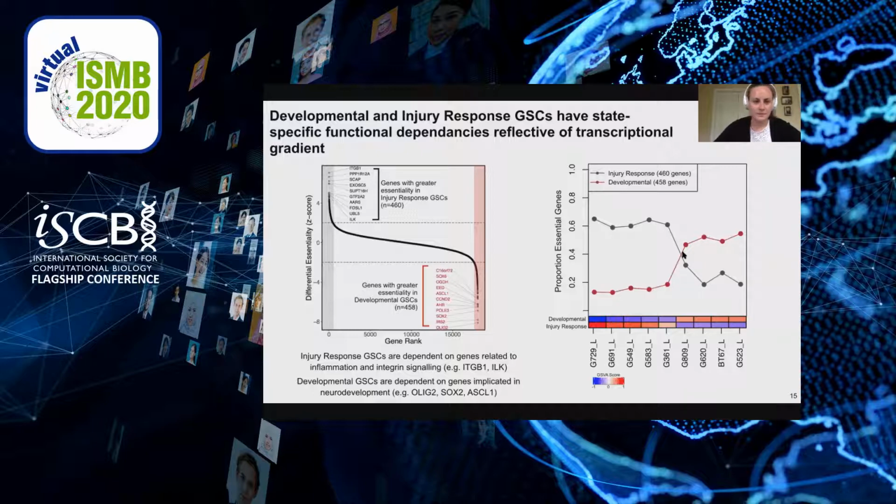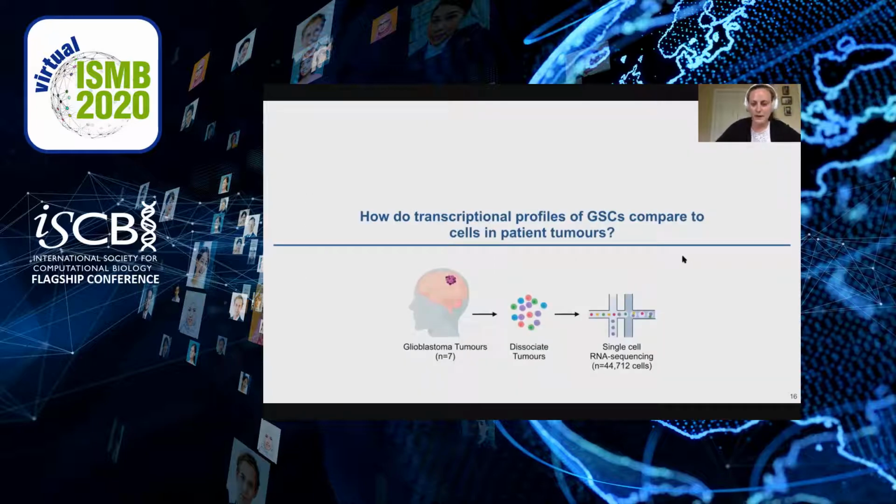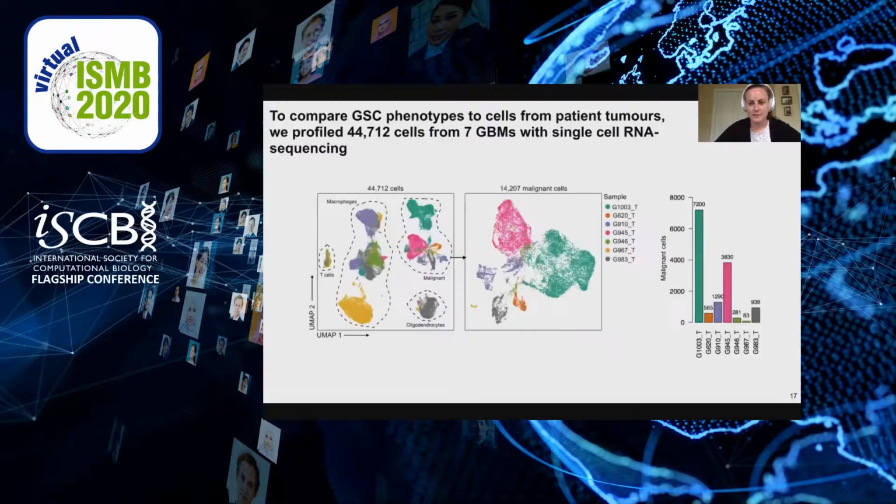developmental phenotypes. So finally, now that we have these two groups that we identified in the glioblastoma stem cells, we wanted to compare this to see how this carries over directly into patient tumors. So to do this, we sequenced 7 patient tumors, which totaled just over 44,000 cells.